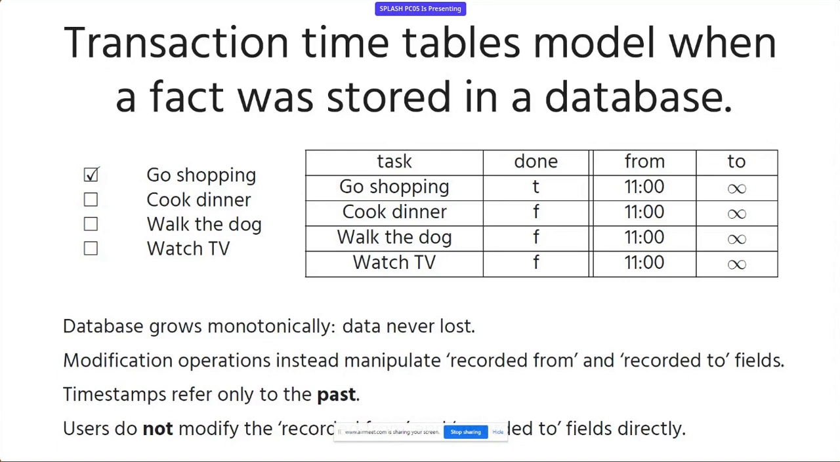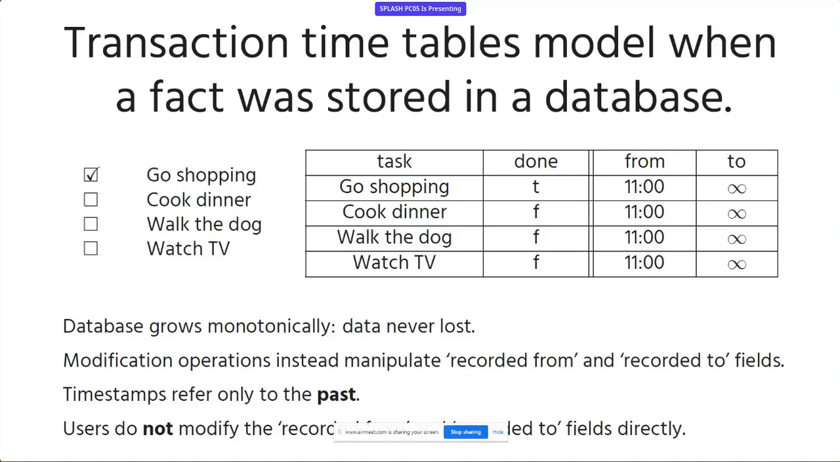So this says that all of these four things were entered into the database at 11 o'clock, and they are currently valid. So that's what the infinity sign means. Now, the idea here is that the database grows monotonically, so the data is never lost. And our modification operations instead manipulate these two timestamp fields that we've got there. Now, importantly, in transaction time, since we're only talking about how the database has evolved over time, the timestamps only refer to the past, apart from the forever one.